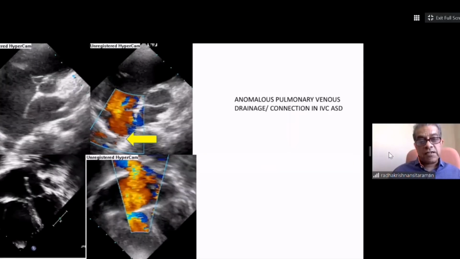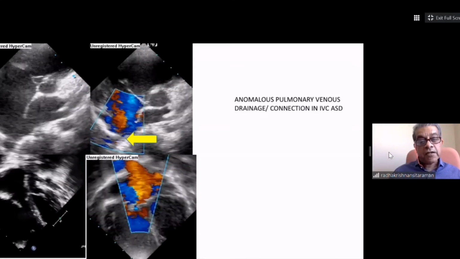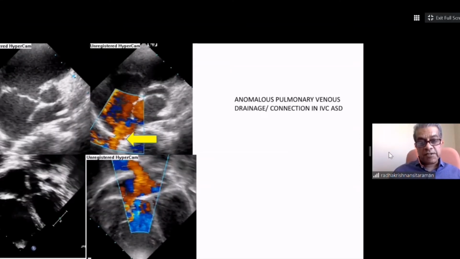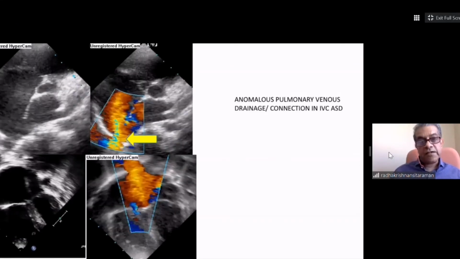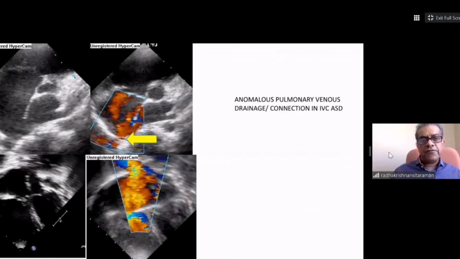Perfect. You can see that the right lower pulmonary vein is actually straddling the defect and causing a partial anomalous pulmonary venous connection. But these are difficult things to diagnose, and TE generally is not very helpful in these situations.